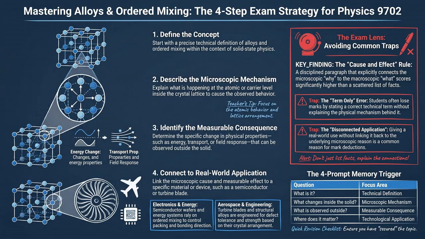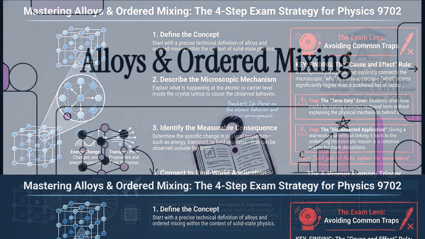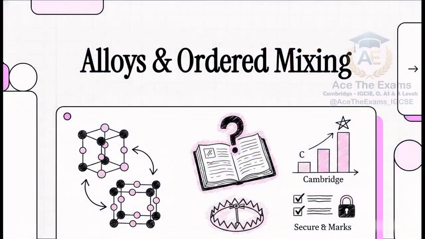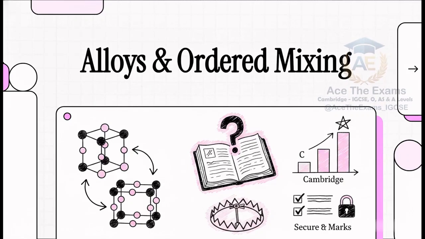All right, let's get right into it. If you're sitting for the Cambridge Physics 9702 exam, there is this one specific trap in the solid-state physics section that literally catches out thousands of students every single year.